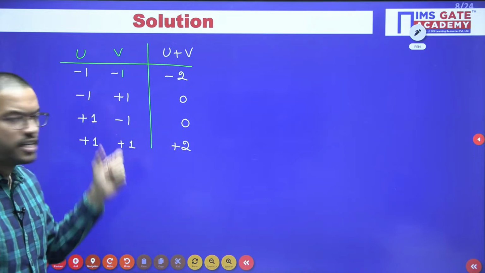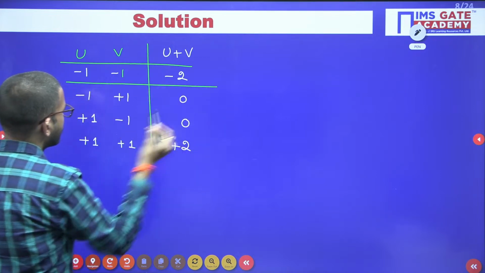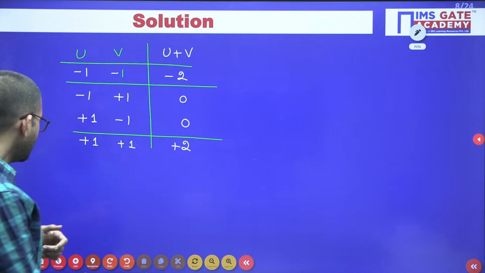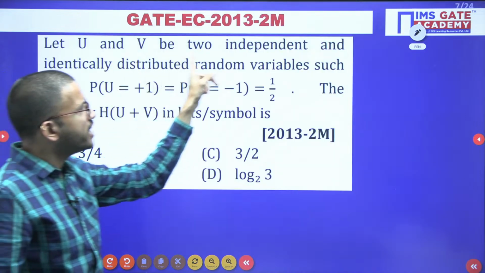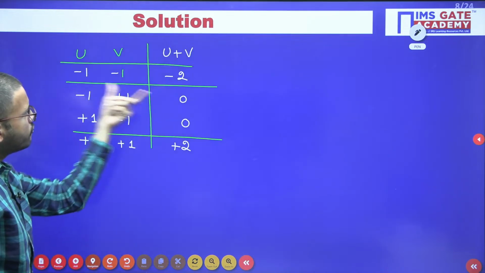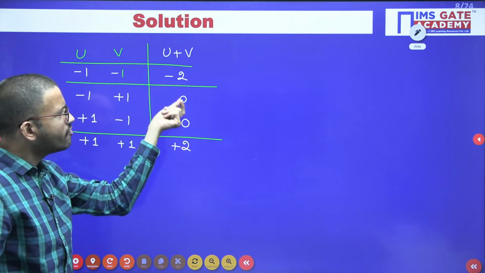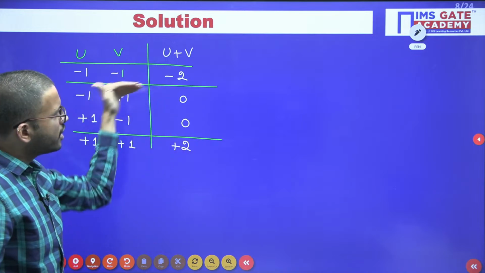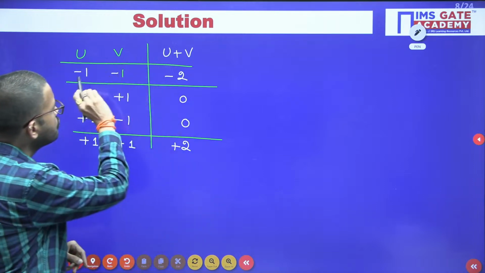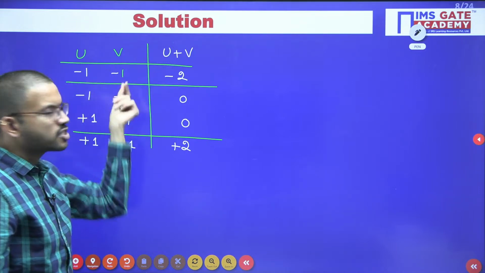Now here if you observe carefully, for every combination, say for example here -1, -1. In this particular question they have mentioned both U and V are independent random variables. So row-wise in this tabular form, for every combination you are having equal probability. And since U and V are independent random variables, you can multiply the respective probabilities.